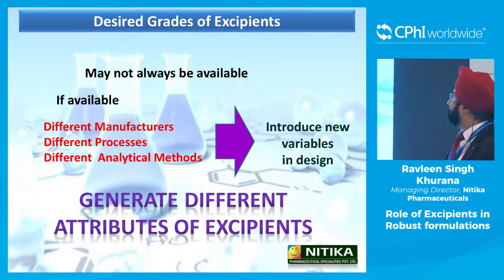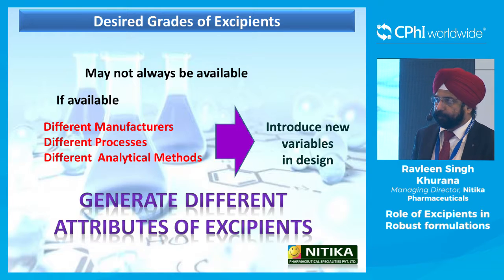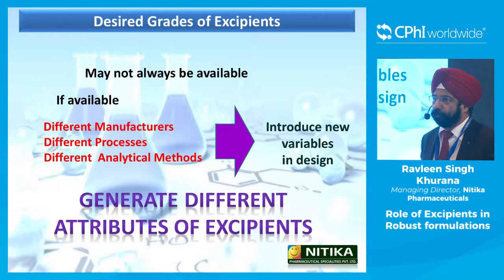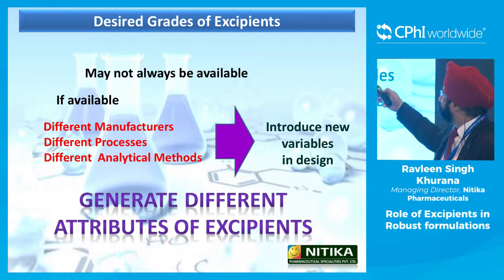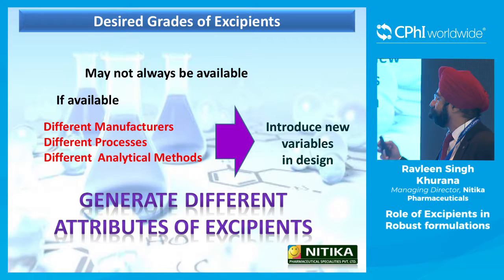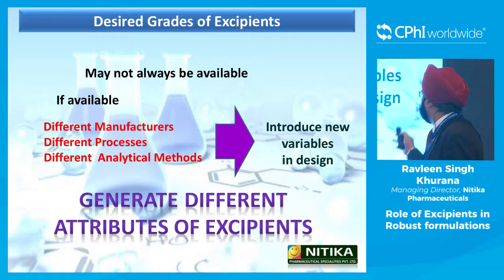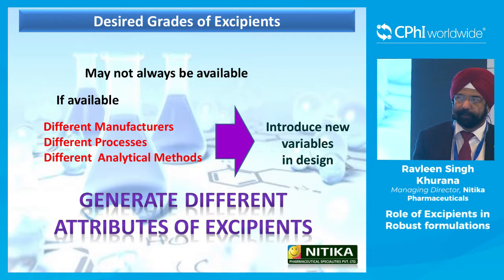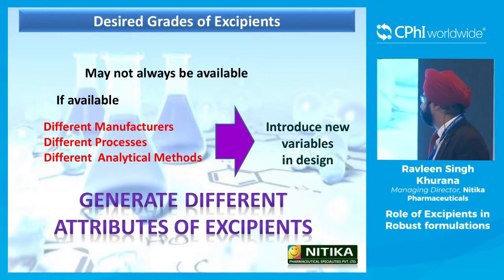So there are many desired grades of excipients. There's one paracetamol, but MCC was 1, then it became 101, 102, 112, 200, and now we have more than 15 MCCs available. The different manufacturers, different processes, and different analytical methods, because they are sometimes not the pharmacopoeial methods, generate variables in the design. And we need to take care of these variables if we want to ensure the quality of our formulations.